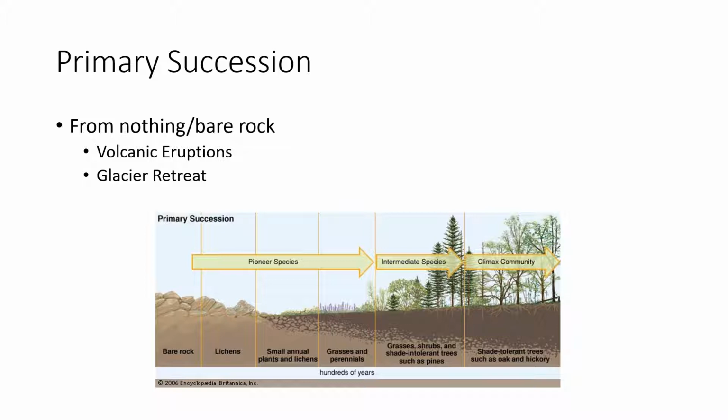And with that soil, you actually get these small plants that can come in, and they're supported by that small amount of soil that's there. And like I said before, they die and they decompose, adding nutrients, which allows for larger plant organisms that need more resources, and onwards and onwards. And so until you ultimately get to a climax community, which is a very stable community.